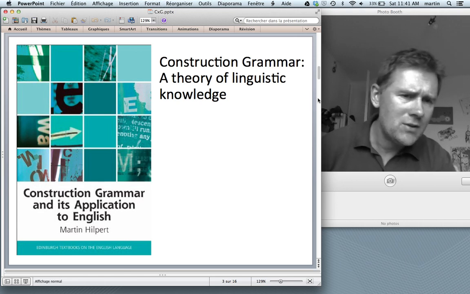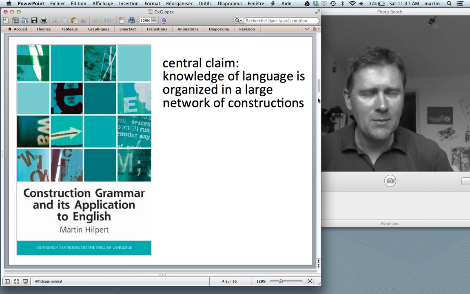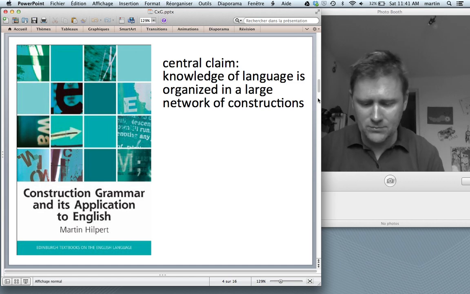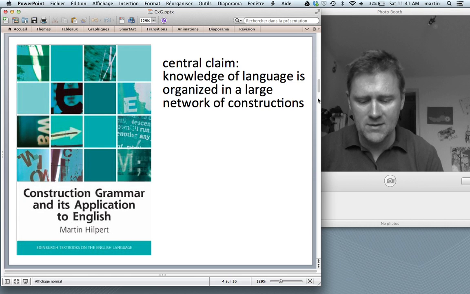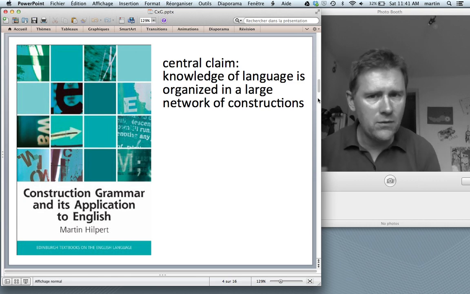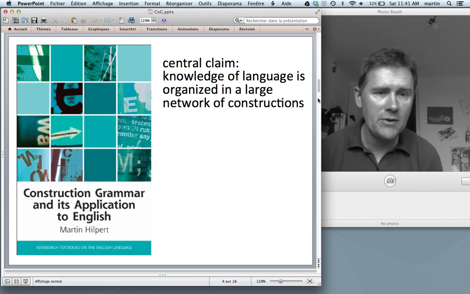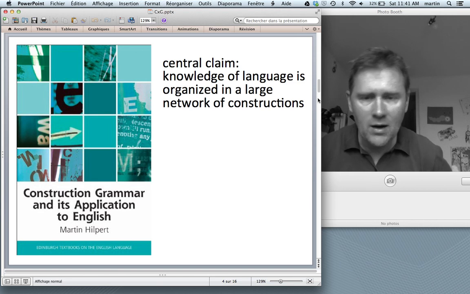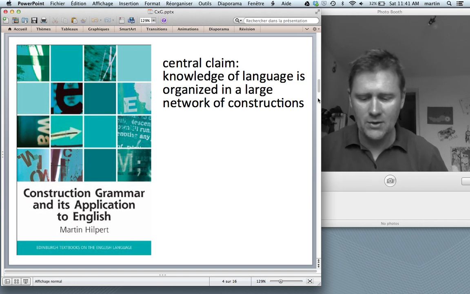And the central and radical claim of construction grammar is that knowledge of language really isn't a lot of things, rather it's just one thing, namely knowledge of linguistic units that connect a form and a meaning. Units that connect a form and a meaning are called constructions, hence the name construction grammar. And so when you know a language, that knowledge of yours really is a large network of constructions.